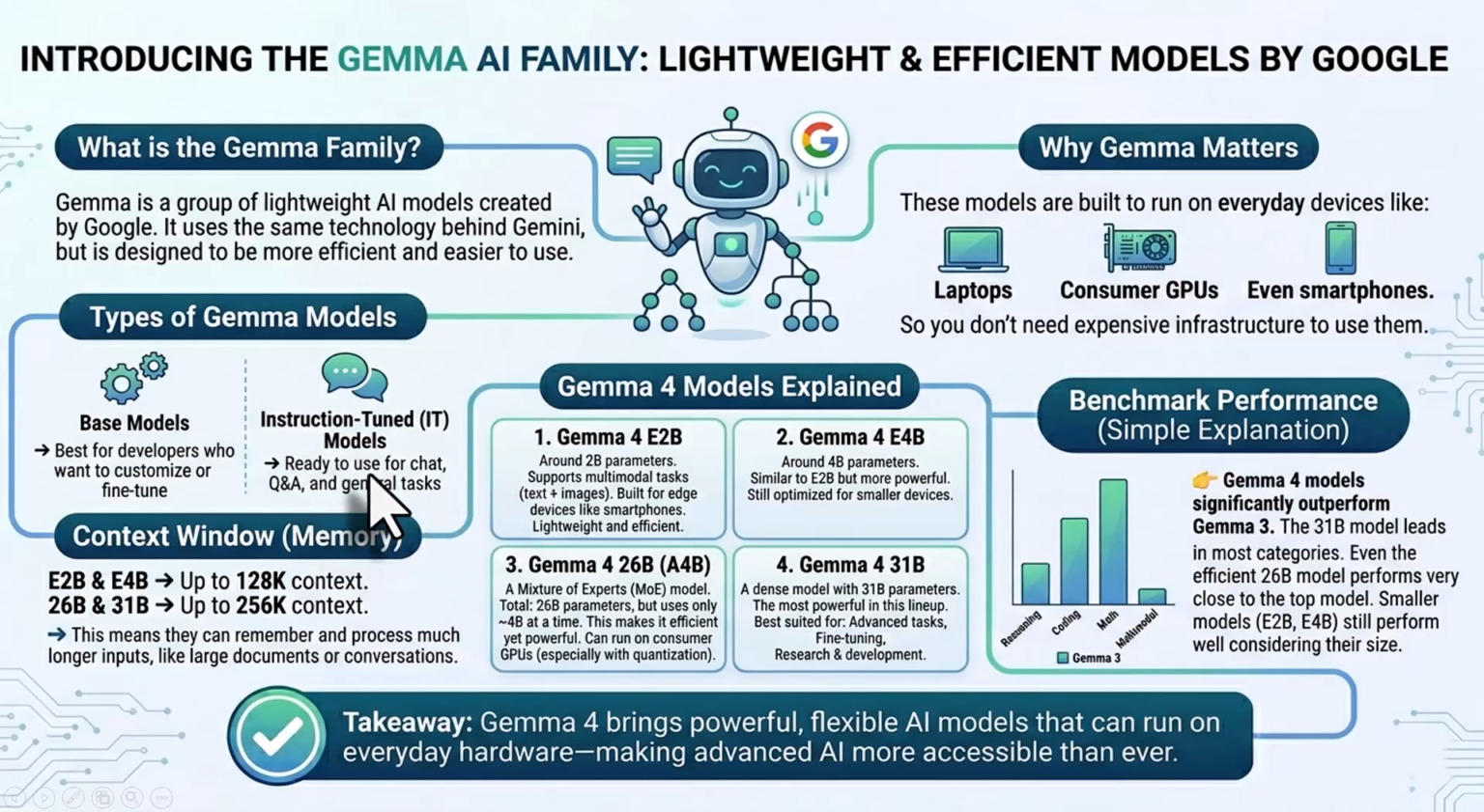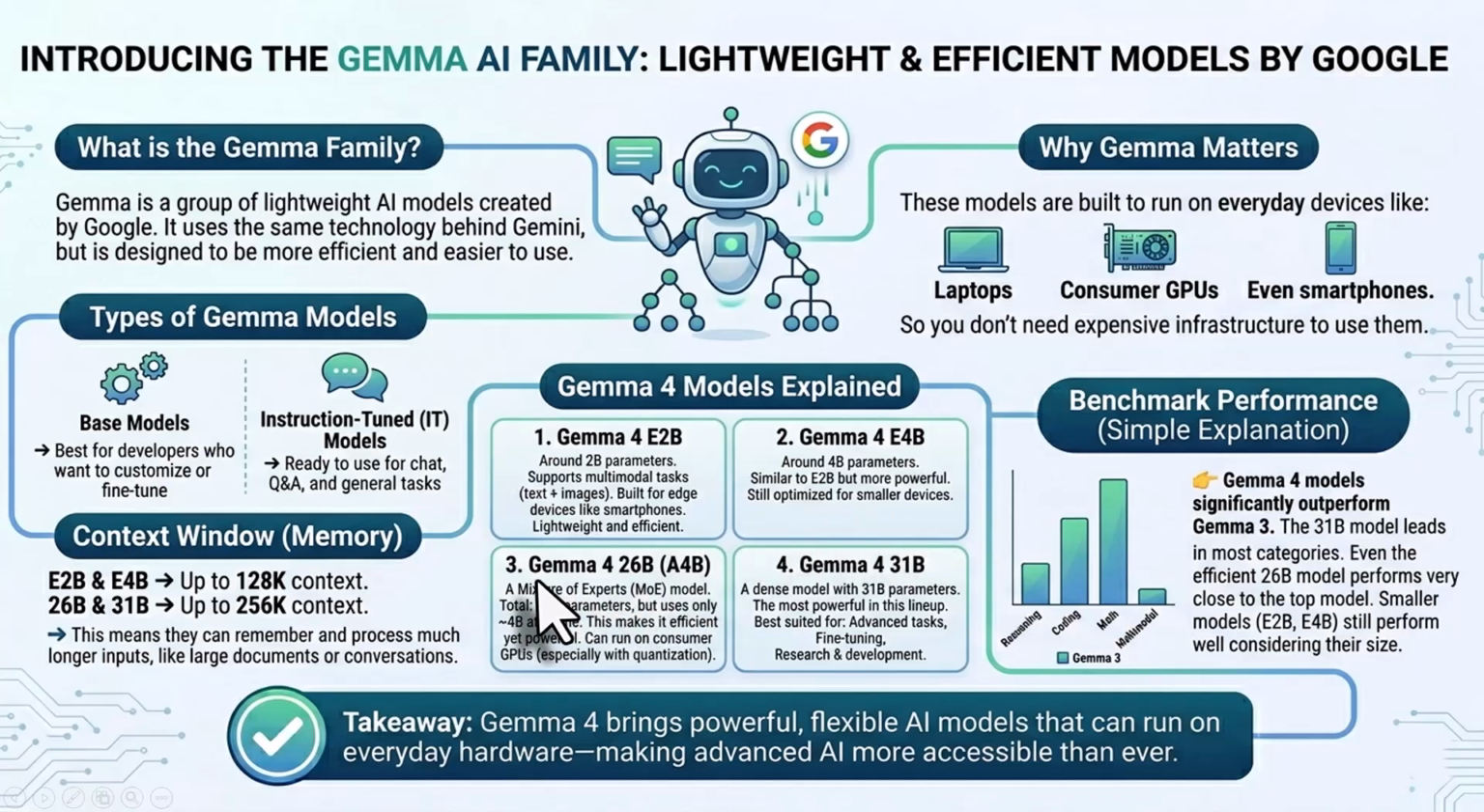Okay. Now let's understand the 4 different models in the Gemma 4 family. The first one is Gemma 4 Effective 2B. This one has around 2 billion parameters. It supports multimodal tasks, that is both text plus images, right? And it's built for edge devices like smartphones. Also, it is lightweight and efficient. Okay. And the second model is Gemma 4 Effective 4B. This one has around 4 billion parameters. It is similar to Effective 2B but more powerful, and it is still optimized for smaller devices.